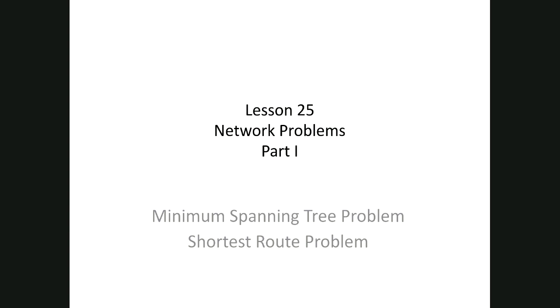Our two problems that we're going to talk about in this part of the lesson are, first of all, the minimum spanning tree problem, and then the next one is the shortest route problem. Some students have a tendency to get these two confused. They are quite similar, but they have different objectives, and we'll certainly talk about that as we go forward.